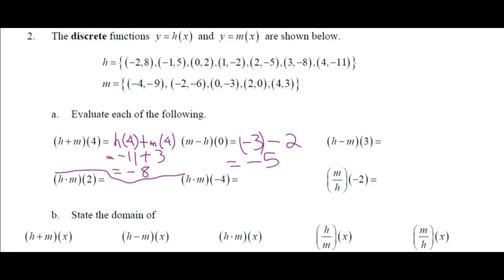Okay. h minus m of 3. What do we got? Negative 8 minus, there's no m value, right? I'm not allowed to drop a 3 into the m function. So what are we going to say about this? We'll say does not exist. You can't do it, you can't put that in.